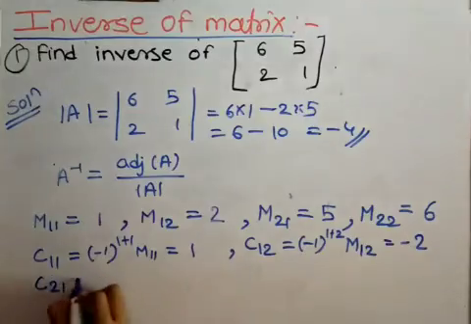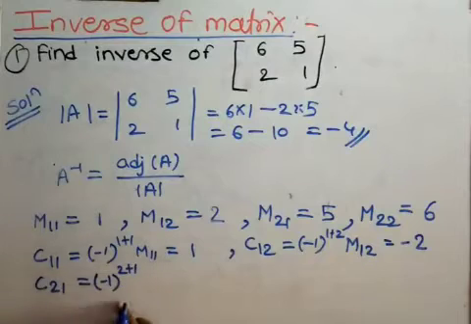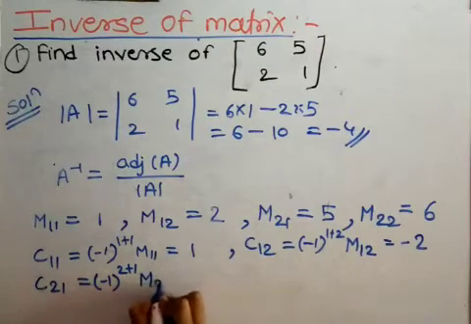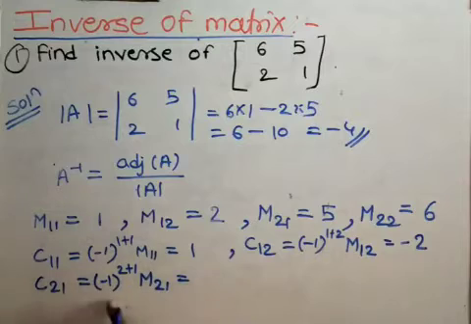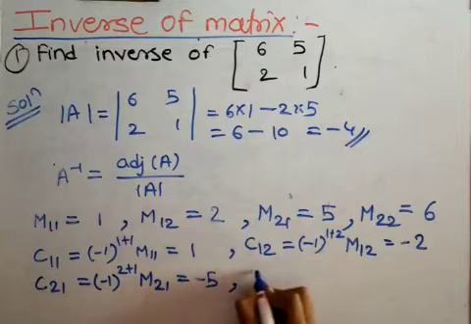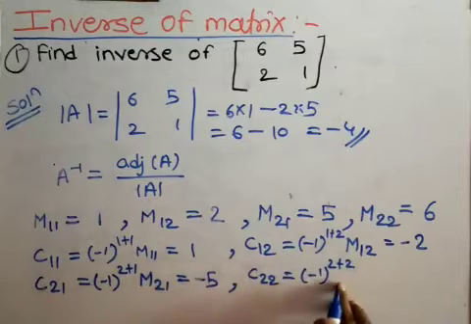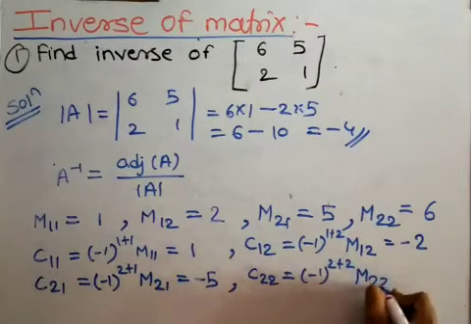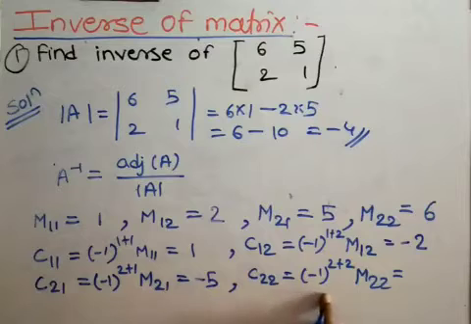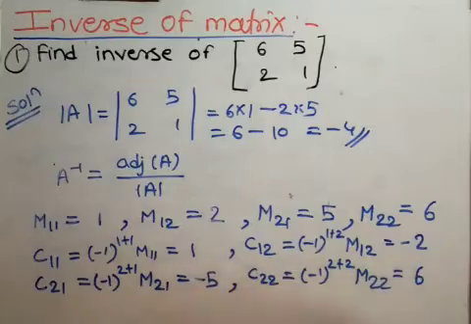Next, C21. The formula will become minus 1 raised to 2 plus 1 into M21. Minus 1 raised to 2 plus 1 is 3. So minus 1 raised to 3 is minus 1 and M21 is 5. So we get minus 5. Next, C22. The formula will become minus 1 raised to 2 plus 2 into M22. So the answer is minus 1 raised to 4, which is plus 1, and M22 is 6. So the answer is 6. Okay.